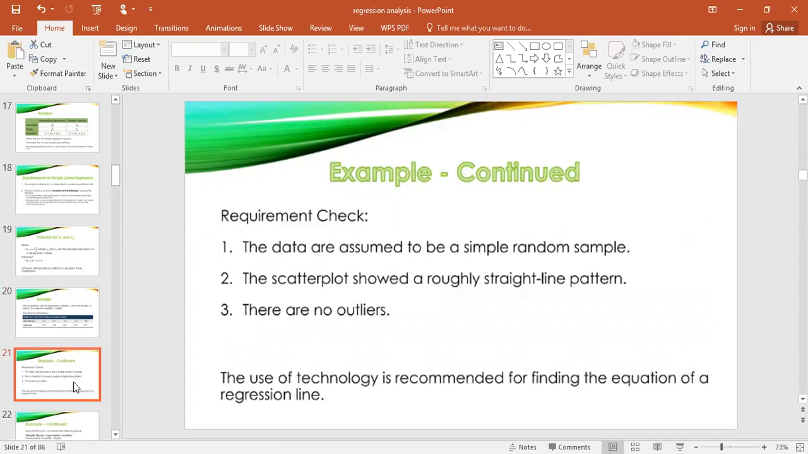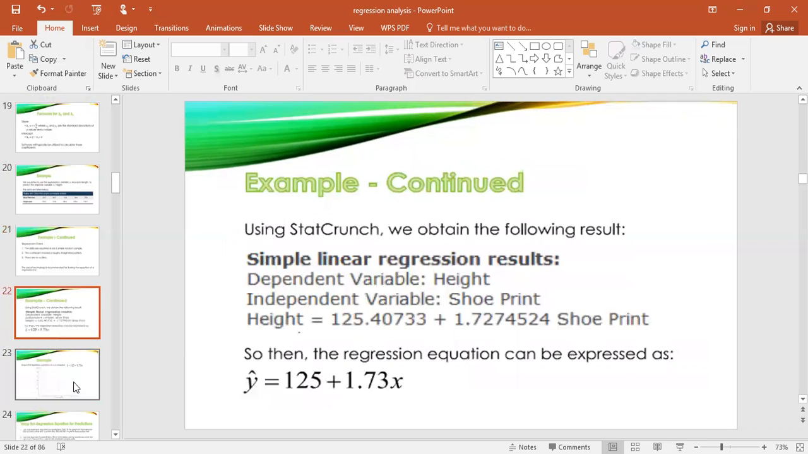The data are assumed to be a simple random sample. The scatter plot shows a roughly straight line pattern. There are no outliers. The use of technology is recommended for finding the equation of a regression line. Using StatCrunch, we obtain the following results.